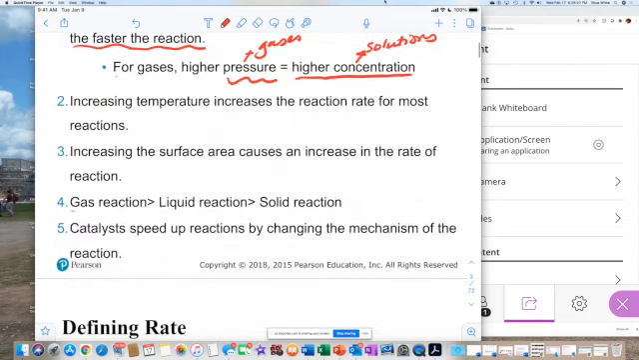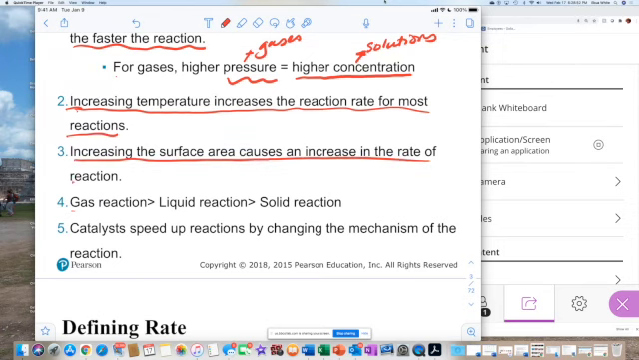Okay, so we do have increasing temperature increases the reaction rate for most reactions. In this case, if you increase the temperature, the molecules move around faster, they can find each other, and then the reaction rate goes faster. Once again, we'll talk about all these factors down the road, and then we'll try to relate that to the collision theory. If you increase the surface area, it causes an increase in the rate of the reaction.